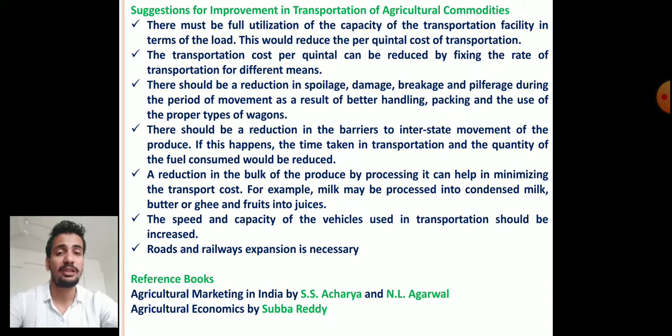Questions may be asked: what is meant by transportation cost? Which are the factors affecting transportation? Okay, this is all about the marketing function of transportation.